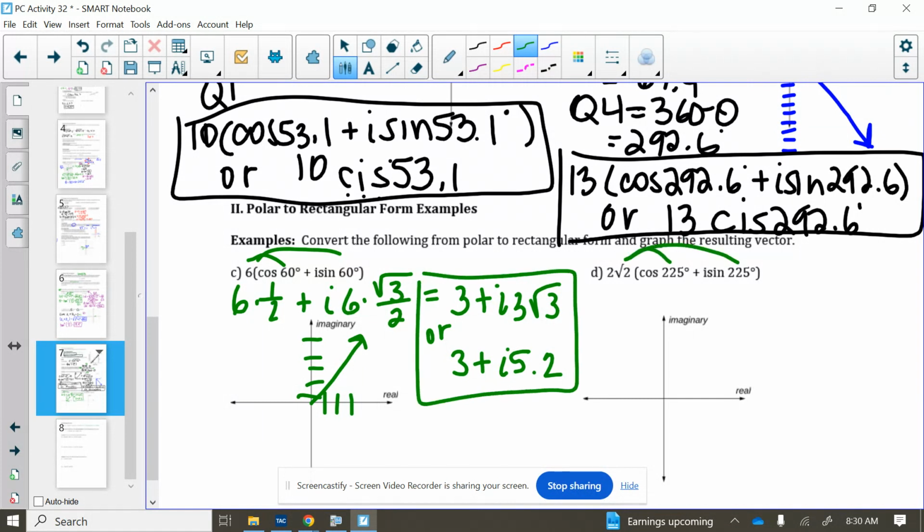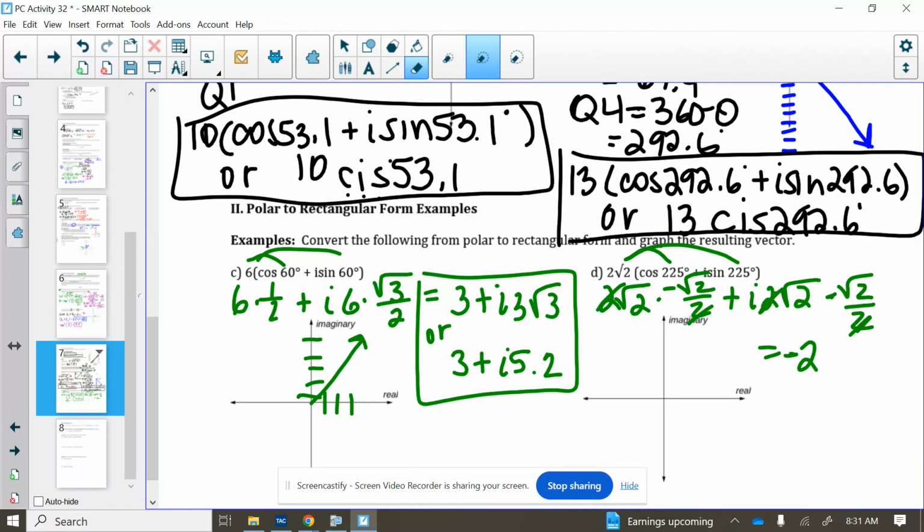Second one, if we distribute this through, 2 square root 2 times the cosine of 225, which is negative root 2 over 2, plus i times 2 root 2 times the sine, which is also negative root 2 over 2. The 2 here and the 2 here will cancel. Negative root 2 times positive root 2 is just negative 2. And then these will cancel also. And square root of 2 times negative root 2 is going to actually be a negative 2i.